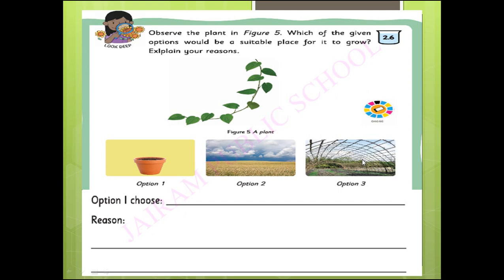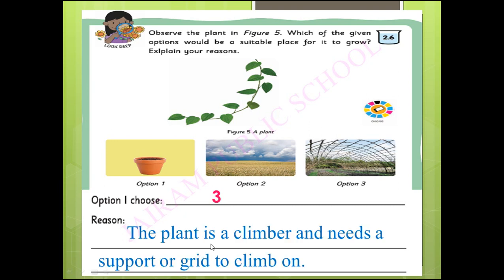So let us find the answer. Option 3 is correct because the plant can't stand straight, so it can't be planted in the pot. As the plant needs support to grow, in the open place it can't grow. Here in option 3 we have the support to grow, so the plant can be planted here. Reason: the plant is a climber and needs a support or grid to climb on. So this is the answer. Children, you can copy this answer in your book.